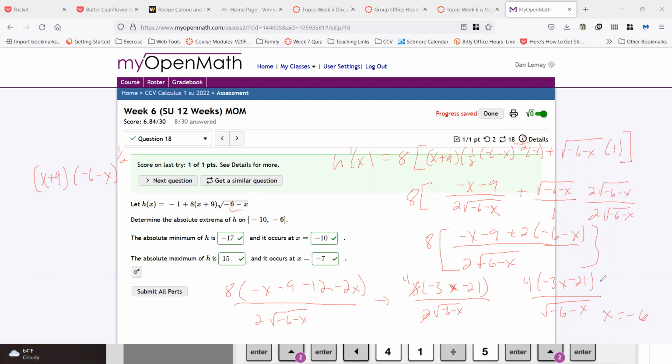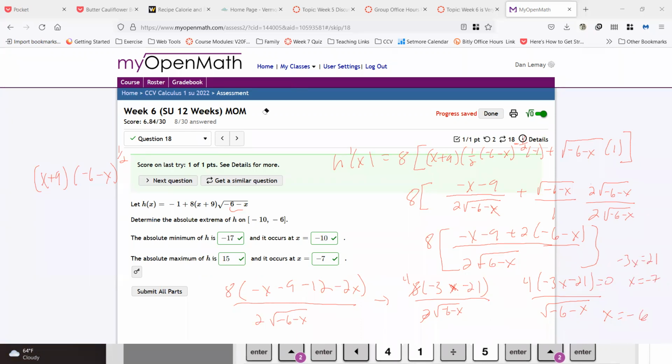And then the numerator, where is that equal to 0? Well, I could distribute the 4 through, but I could also just divide 0 by 4, and that way I'd get rid of it. And then negative 3x minus 21 equals 0 would give me negative 3x equals 21, so x equals negative 7. So I've got negative 7 is a critical value. I've got negative 6 is a critical value, which is also an endpoint. And then I've got the other endpoint to deal with.